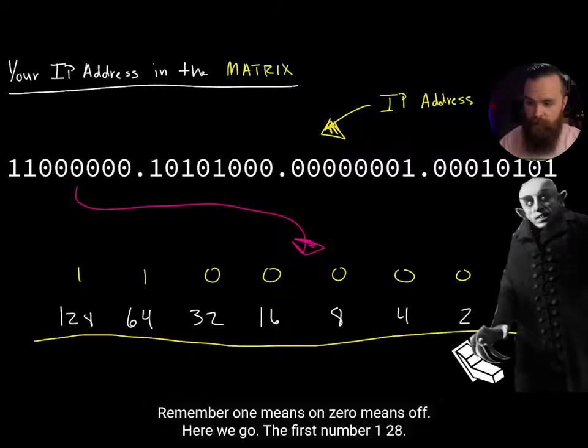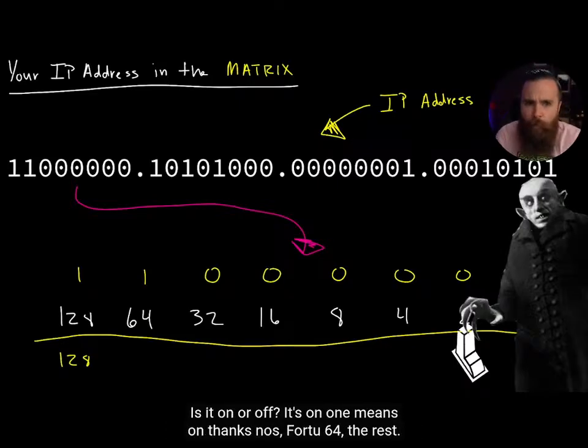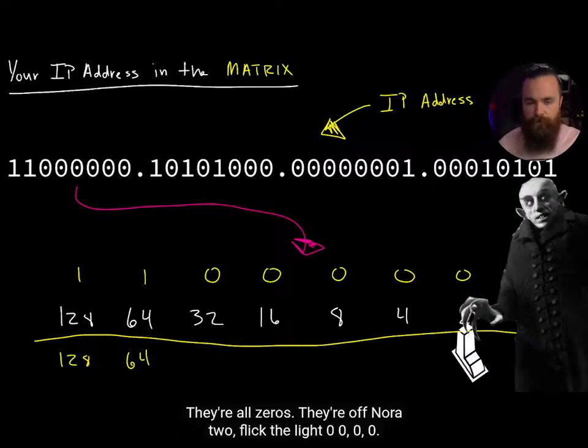Here we go, the first number, 128. Is it off or on? It's on, so let's write it down. 128. The second number, 64. Is it on or off? It's on. 1 means on. Thanks, Nosferatu. 64. The rest, they're all zeros. They're off. Nosferatu, flick the light.